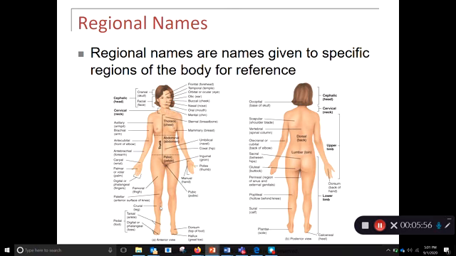Crural is your leg region. I should have pointed that one out earlier. Sorry. Then the pedal region is here, which is broken down into your tarsal as well, which is your ankle. Your phalanges. This is phalanges up here too. Phalanges is fingers and toes, depends on what you want to talk about.